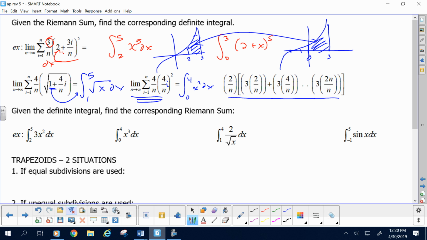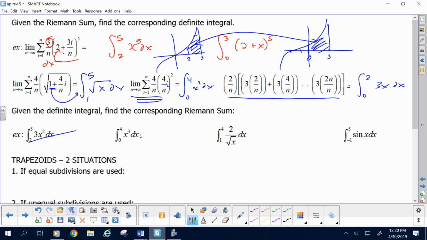Okay, so what's the region? 0 to 2. What's the function? 3. Okay, let's go the other way. Sometimes you're asked to match an integral to a summation. I didn't give you enough room to do this one, so let's go to this one.